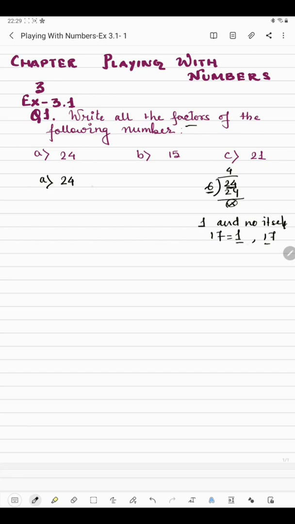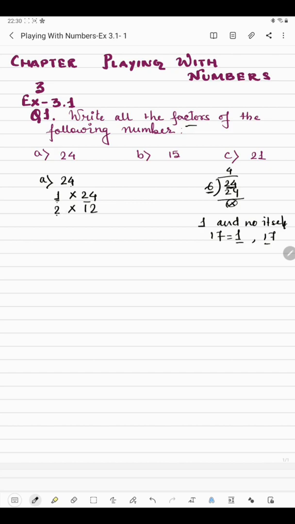Now let's start with 24. Here we'll start from 1. Now 24 divided by 1 is 24, right? So 1 24s are 24. Now these are the two factors of 24. Now we'll check whether we get more factors or not. After 1, 2 comes. 24 divided by 2 is 12. That means 2 12s are 24.